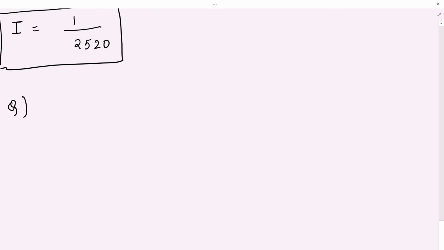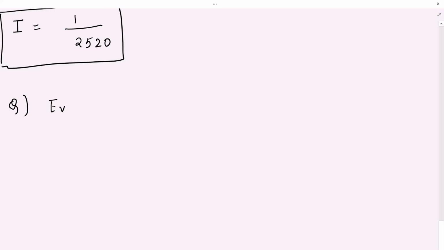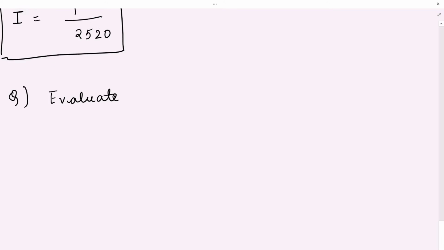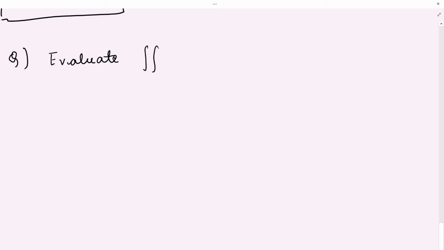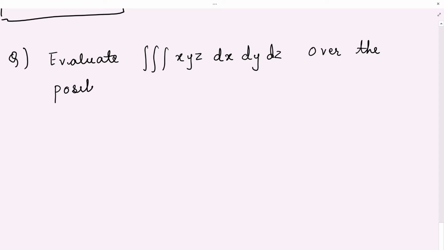Now let us take the next sum. Evaluate the triple integration of xyz dx dy dz over the positive octant of a sphere.